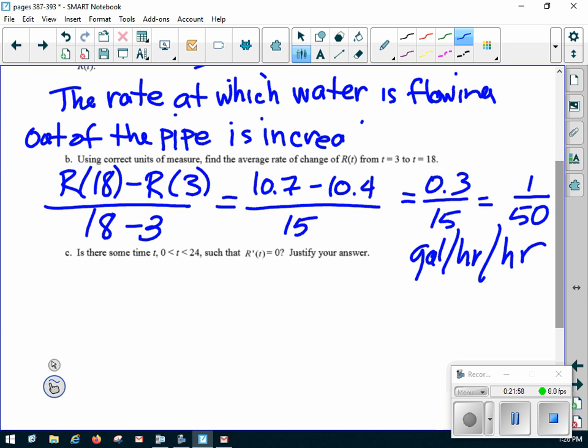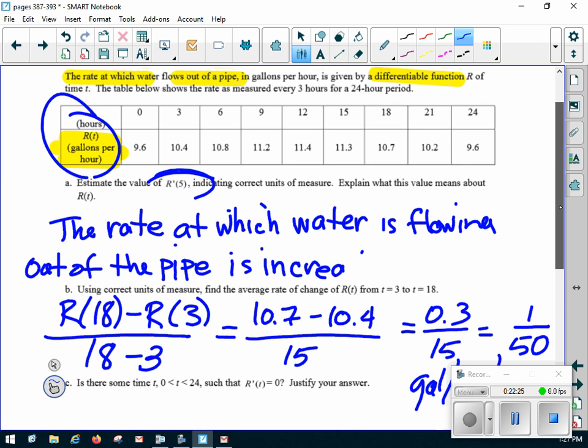If you're taking the derivative of a rate, it's going to be per something else. Average rate of change is over a time period. The derivative is at a specific moment in time.